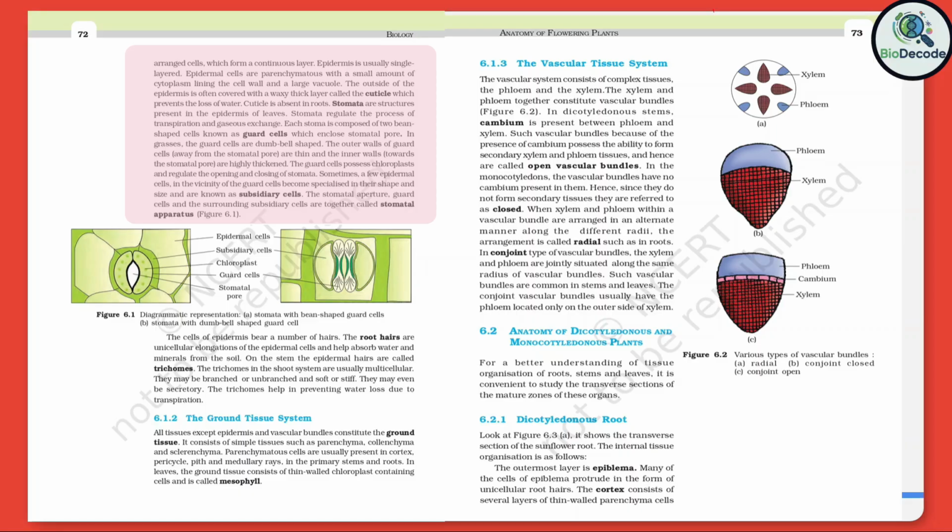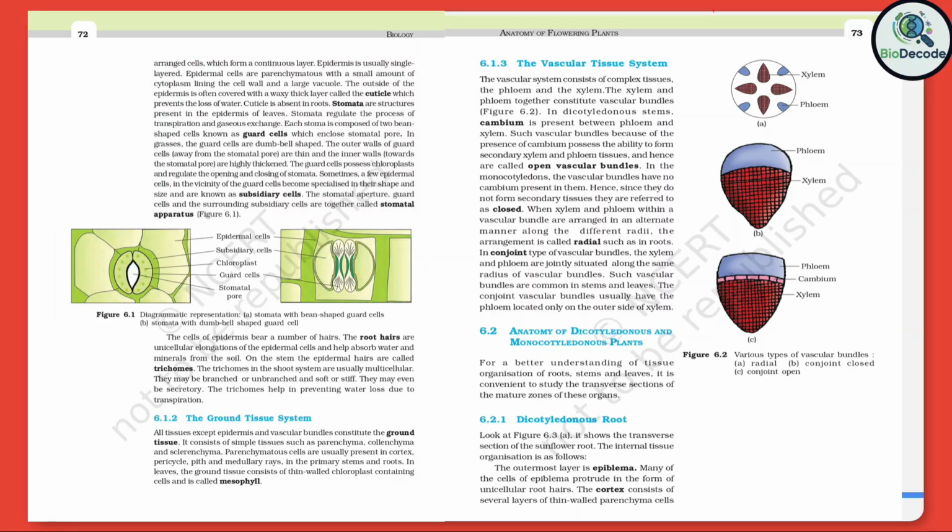The outer walls of guard cells, away from the stomatal pore, are thin, while the inner walls, towards the stomatal pore, are thickened. The guard cells possess chloroplasts and regulate the opening and closing of stomata. Sometimes, a few epidermal cells near the guard cells become specialized in their shape and size and are known as subsidiary cells. The stomatal aperture, guard cells, and the surrounding subsidiary cells together form the stomatal apparatus.